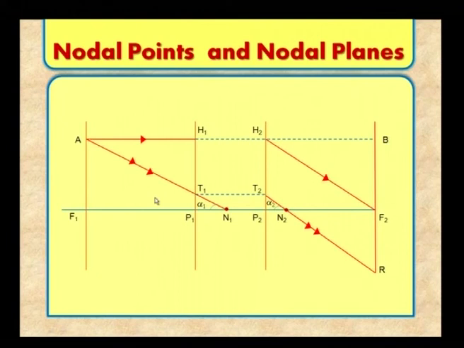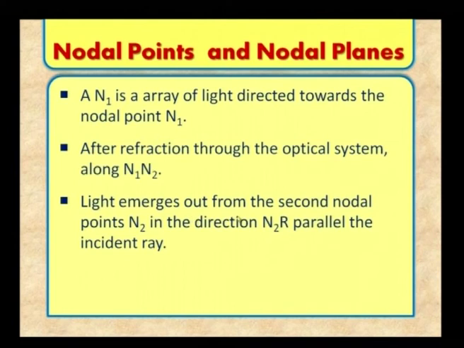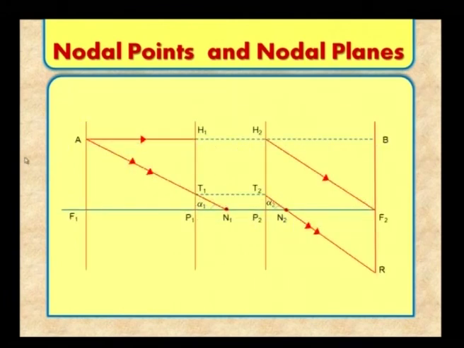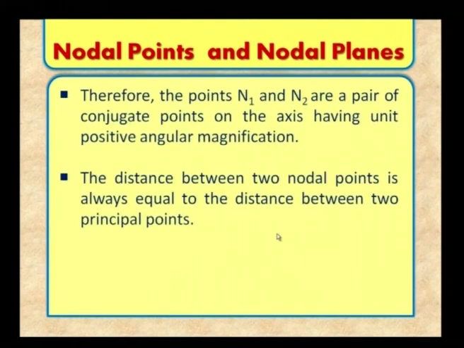Remember, N2R will be parallel to AN1, and so N2R is parallel to H2 F2 and also parallel to AN1. So, the light emerges out from the second nodal point N2 in the direction N2R parallel to the incident ray. So, this is the incident ray, and these two will be parallel. Therefore, the points N1 and N2 are a pair of conjugate points on the axis having unit positive angular magnification.